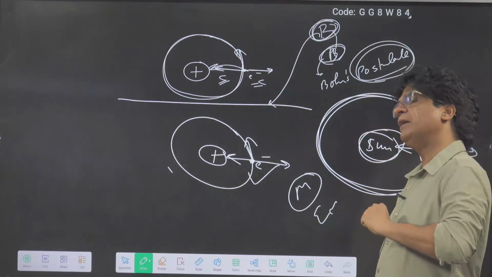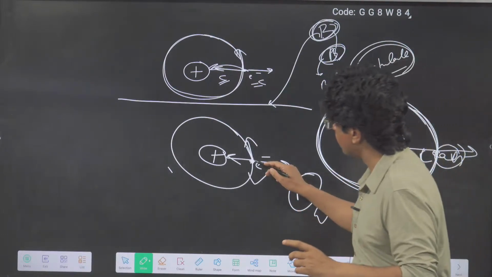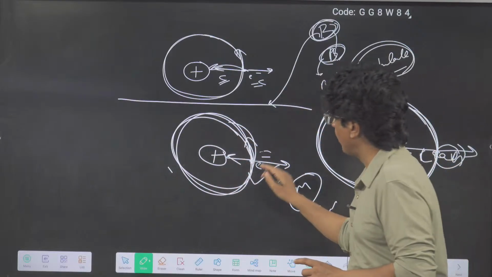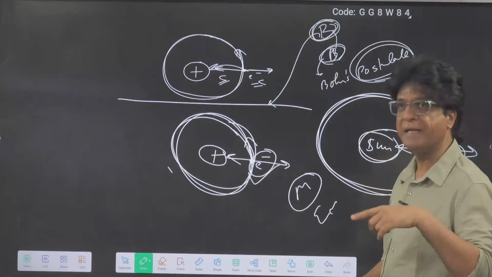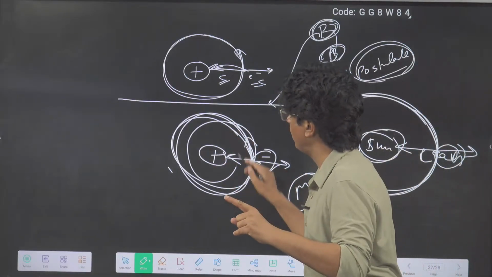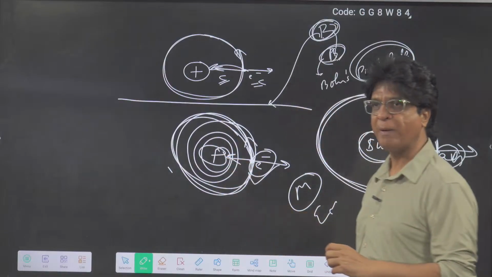And he had given ample proof that if a charged body will move, will accelerate, will revolve, the charged body will keep on losing the kinetic energy, and if it keeps on losing the kinetic energy, it will eventually fall inside the nucleus, right? Spiraling down.